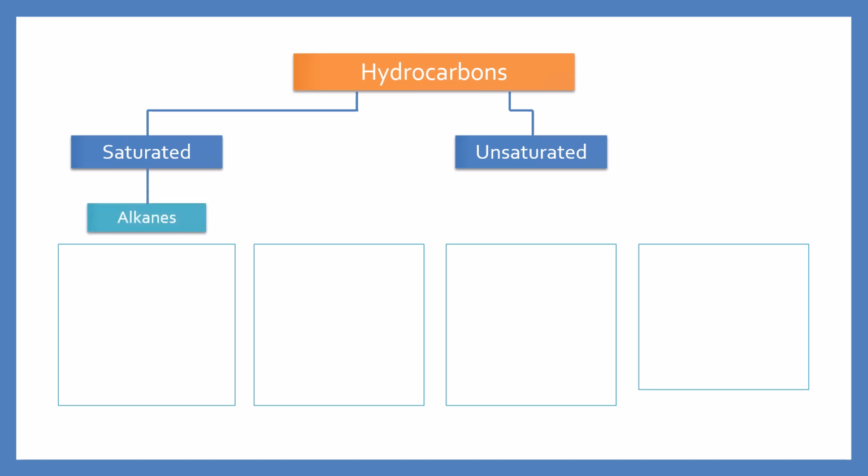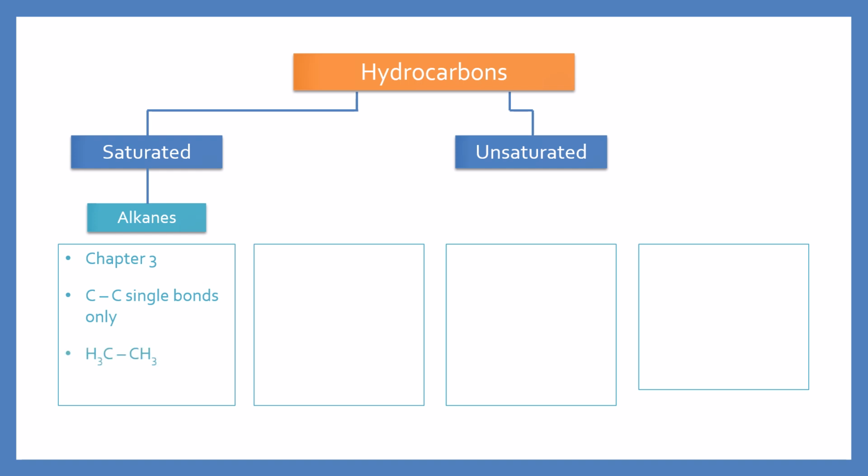So our only compounds in the saturated family are alkanes, A-L-K-A-N-E-S. Alkanes are covered in Chapter 3, which is this chapter, and alkanes contain only carbon-carbon single bonds. There are no double bonds, triple bonds, and there are also no rings, technically, in an alkane.